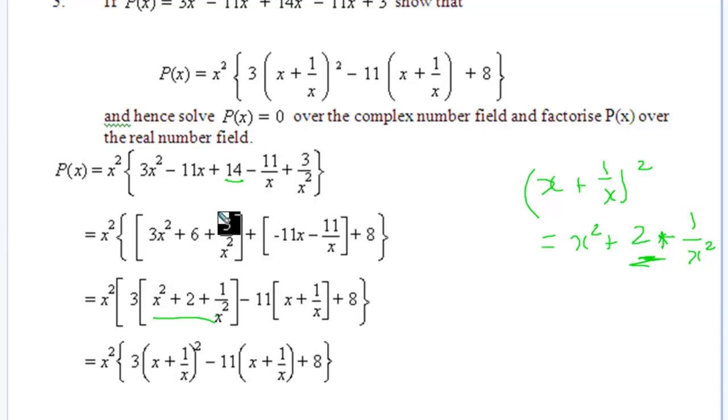So we've decomposed 14 to give us a 6. That's why we've just got 8 at the end. So that's what we've got there. We get minus 11x and 11 on x put together. So then we're able to factorise a minus 11, which we can see is what we need. And then we get x plus 1 on x in that part.